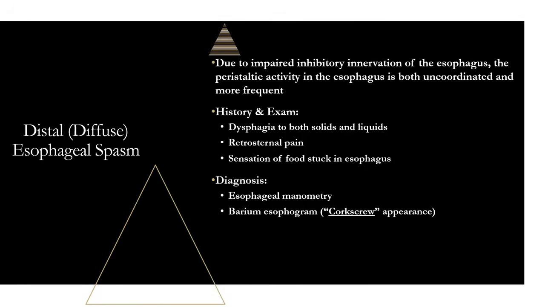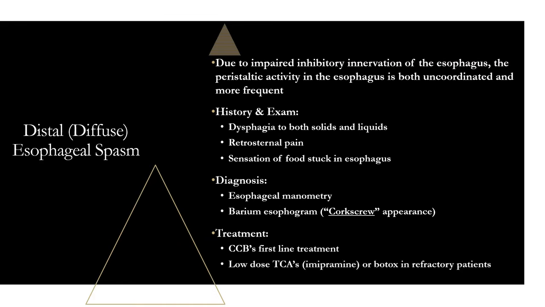Normally esophageal manometry is going to be your best test, but barium esophagram is another one that you need to know as well. Treatment, like I stated before, calcium channel blockers are going to be your first line. Unlike achalasia, you don't have those more definitive, more invasive treatments. It's really just going to be medication. So calcium channel blockers, your first line, like nifedipine. And if that doesn't work, you have options like low dose tricyclic antidepressants like imipramine, and Botox in refractory patients as well. But calcium channel blockers are first line for distal esophageal spasm.